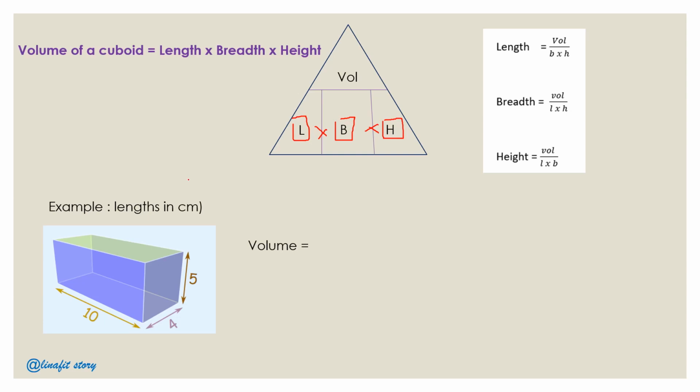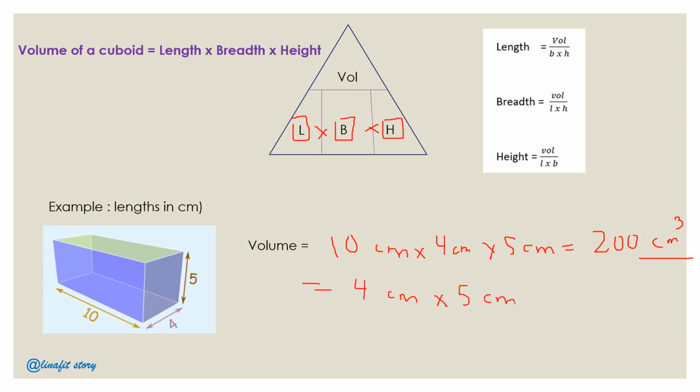So for example, over here, a cuboid measures 10 cm by 4 cm by 5 cm. Find its volume. So the volume is 10 cm times 4 cm times 5 cm, which is equal to 200 cubic cm. The result is in cubic cm because we have multiplied cm together 3 times. It also works out the same like this: 4 cm times 5 cm times 10 cm is equal to 200 cubic cm. Remember that it doesn't really matter which one is length, breadth or height, so long as you multiply all 3.